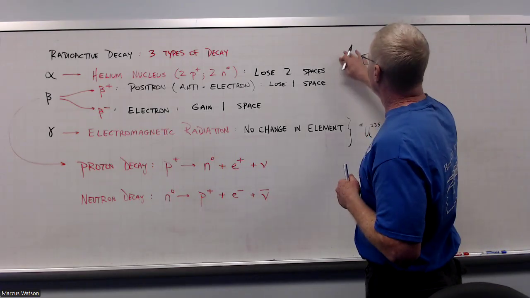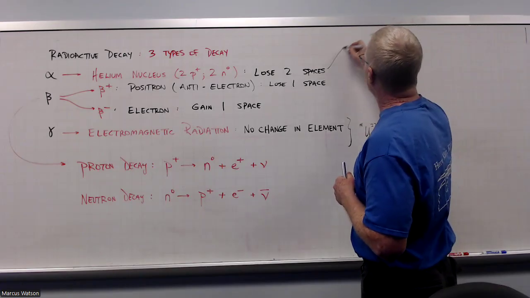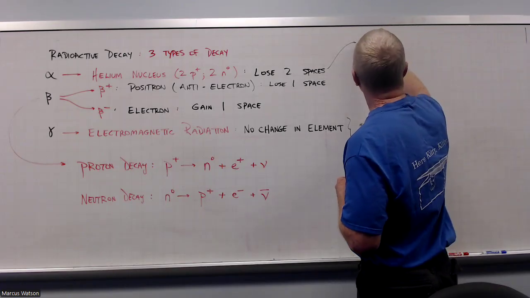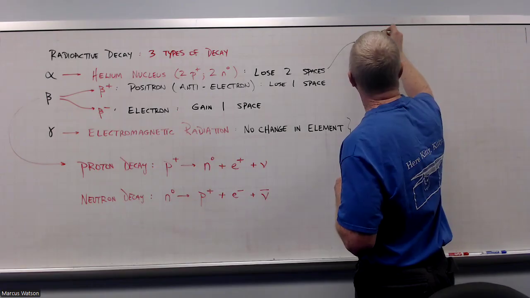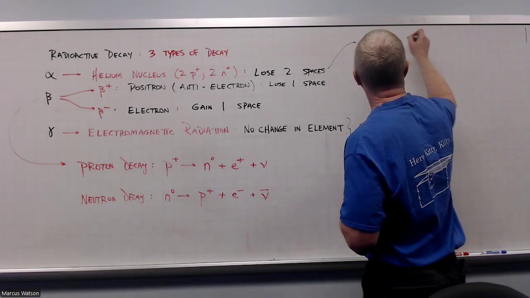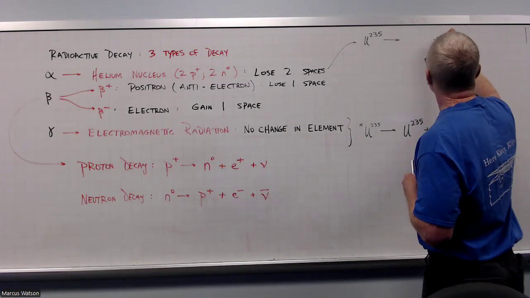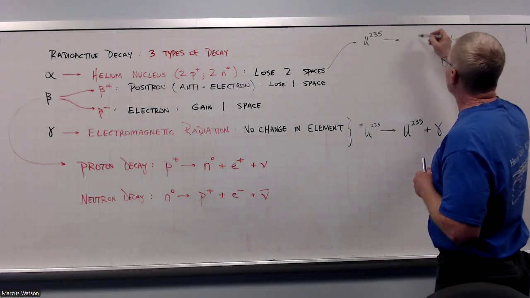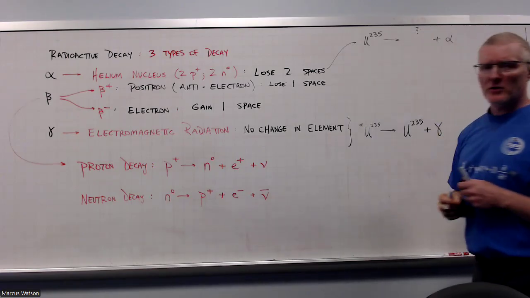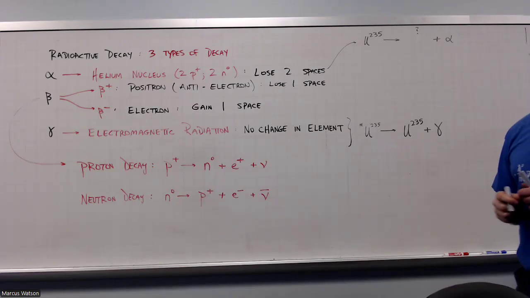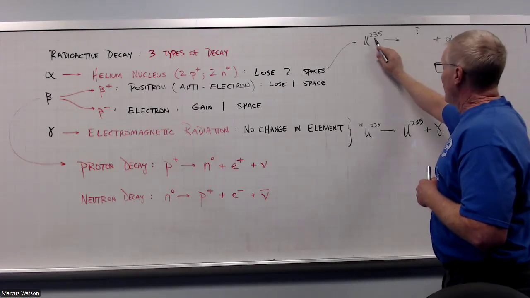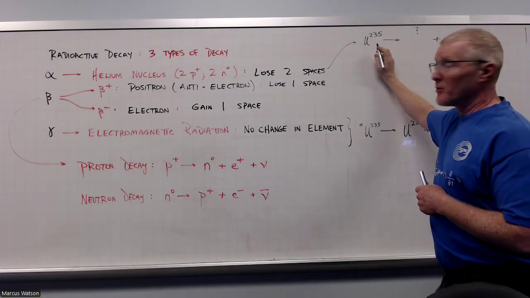All right. Here in these cases, we can probably come up with a couple of interesting ones. So we can say U235 becomes what plus alpha? Well, if I'm looking for, well, what's it going to become? Question mark? Well, I know that uranium has 92 protons.